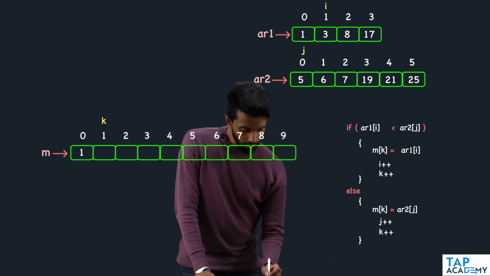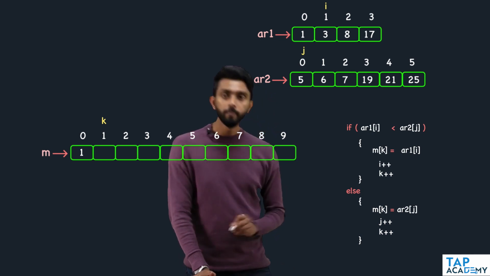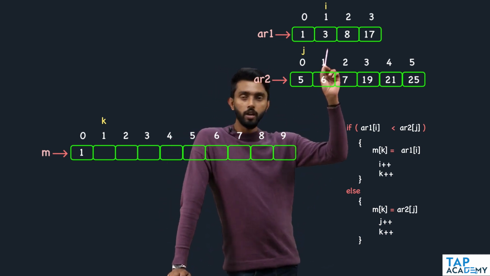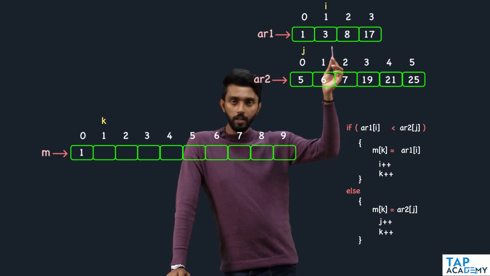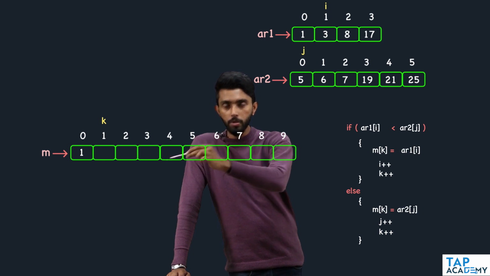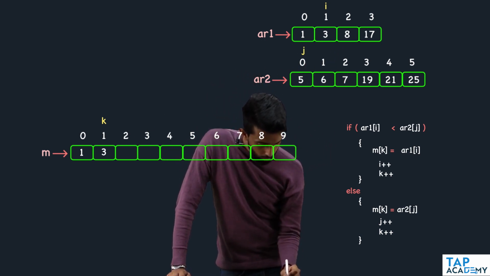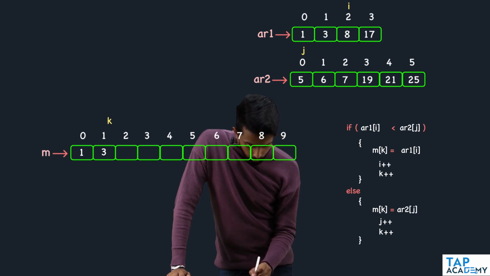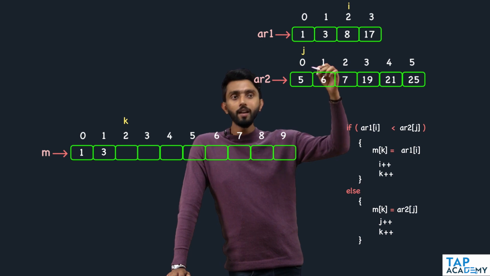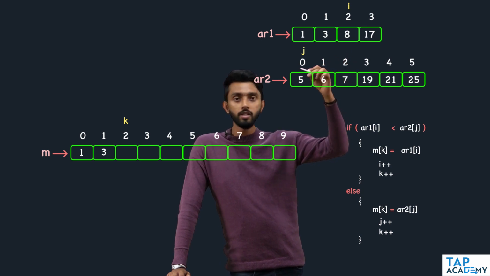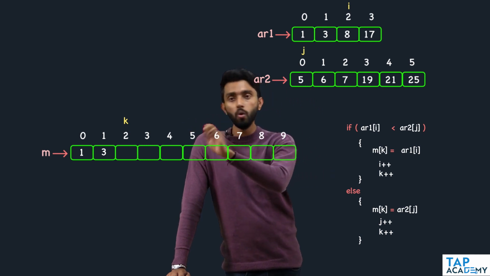Okay. So basically, i was here and k was here. The next time I will again check. So I'll take 3, I'll compare it with 5. Obviously 3 is lesser, which means 3 has to be stored here. So I will store 3 here, and then naturally I am going to increment i, and I am going to increment k. Again I will check, is 8 lesser than 5? No, 5 is lesser than 8, which means the jth element should be stored at the kth position.